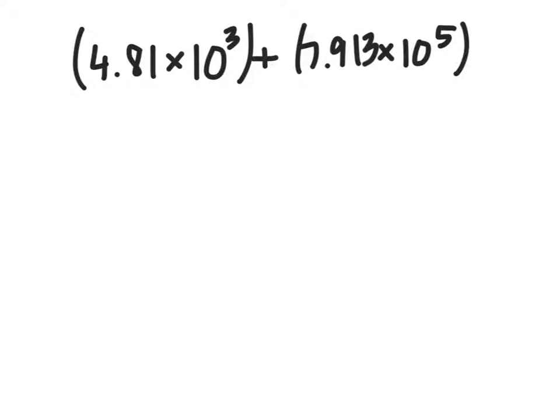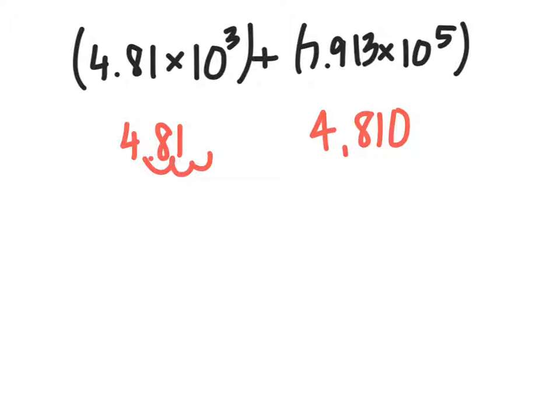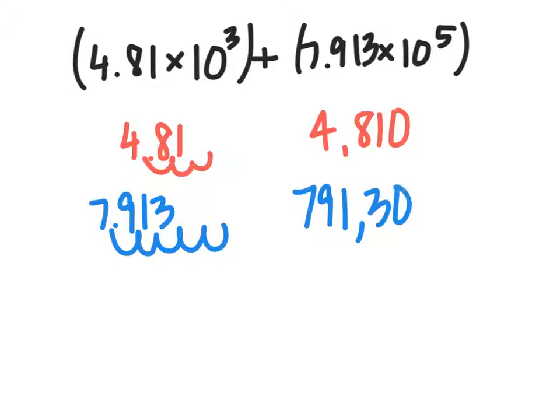On this example, we have different sized exponents, which will change the overall size of the number, but not our process for combining these numbers. So we have 4.81 times 10 to the third power plus 7.913 times 10 to the fifth power. We'll go ahead and do the 4.81 times 10 to the third to get 4,810. Similarly, we'll take the 7.913, move the decimal 5 times to represent multiplying by 100,000, and get 791,300. At this point, we'll go ahead and combine through addition.